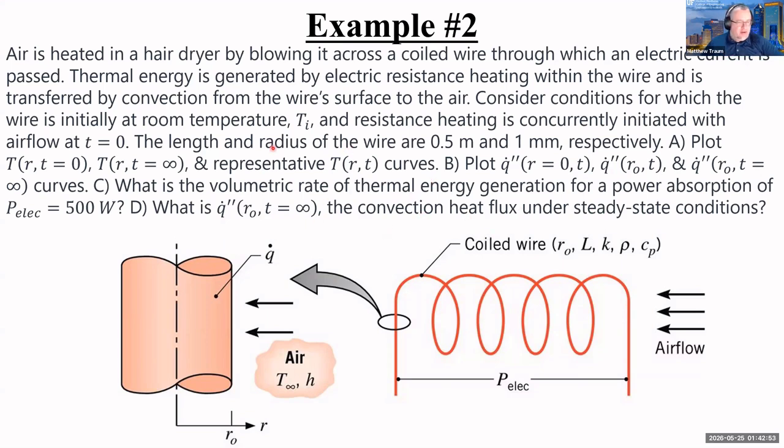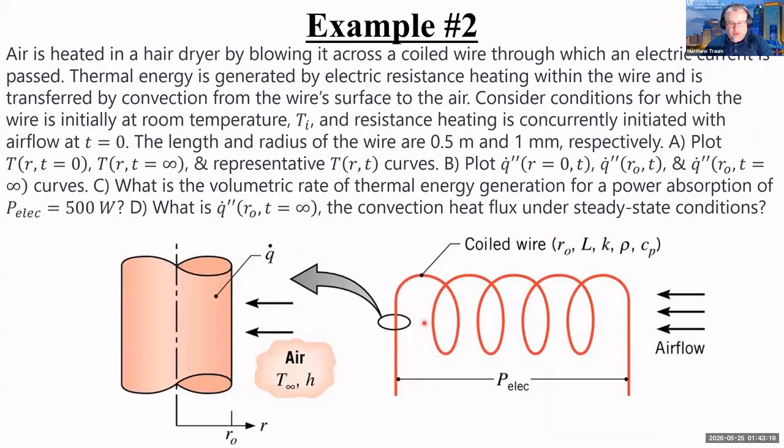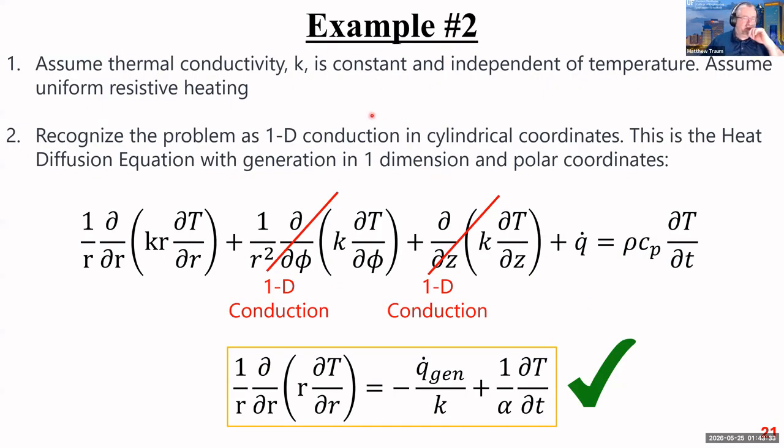Okay, so let's tackle these one at a time. So we need to, like we did before, make some engineering assumptions. So we're going to assume that thermal conductivity K is constant and independent of temperature. That, as we've done before, allows us to pull that temperature out of the derivatives in the heat diffusion equation. We're also going to assume uniform resistive heating, right? So there's no impurities in this copper wire that would cause it to get hotter at one spot and not as hot in some other spot when we run current through it. So it's going to have the same volumetric heat generation all the way through. So those are my two assumptions.